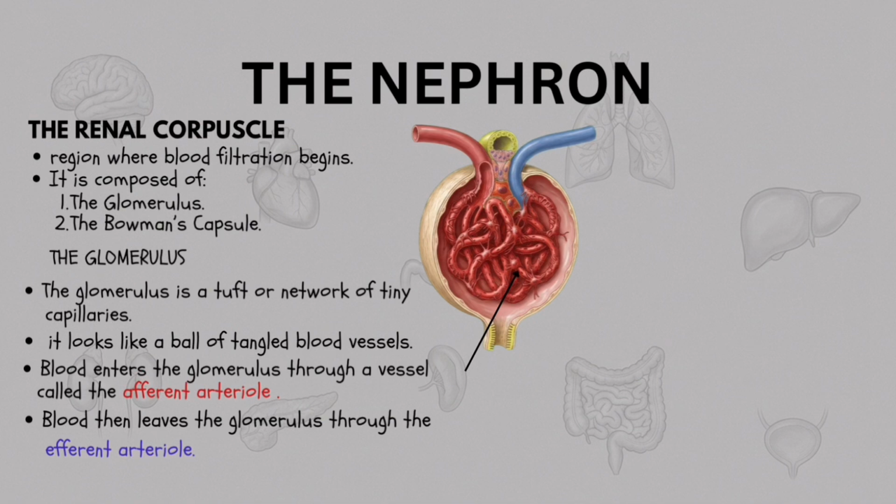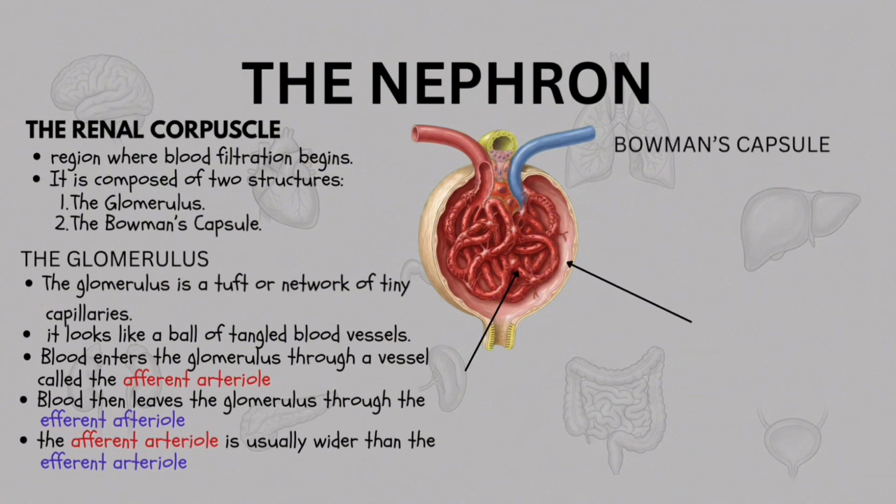An interesting fact is that the afferent arteriole is usually wider than the efferent arteriole. This difference in size creates a high pressure inside the glomerulus, which is necessary for filtration.